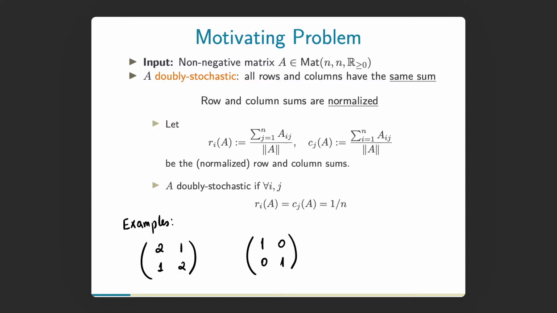So what is the ith row sum of A? It's just the sum of all the entries in the ith row divided by the norm. And same for the column. Again, A is doubly stochastic if these normalized rows and columns all sum to 1 over n. Here are 2 examples of doubly stochastic matrices. And you can see that if I multiply them by any constant, they're still doubly stochastic by this definition.